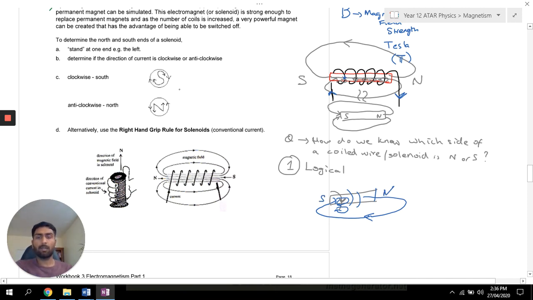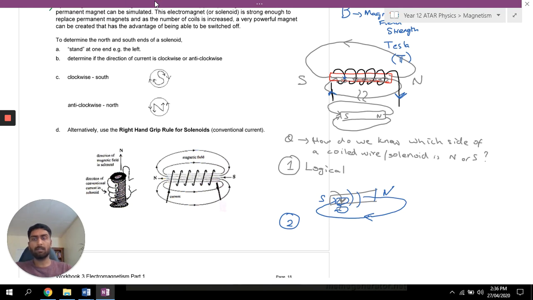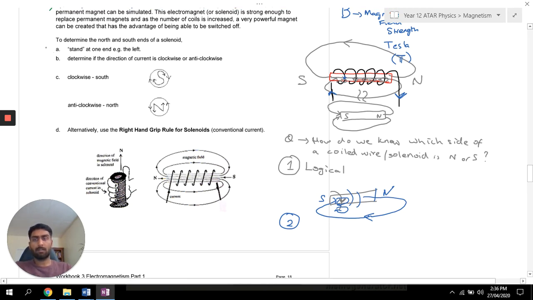The other way of looking at it, the second way, is to look at the solenoid from one side. So this tells you how to do that. The second method is you look into the solenoid. You look at one end of the solenoid.